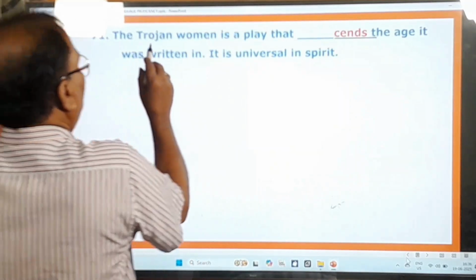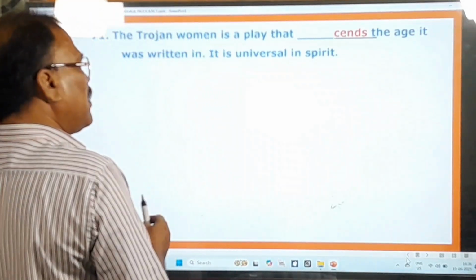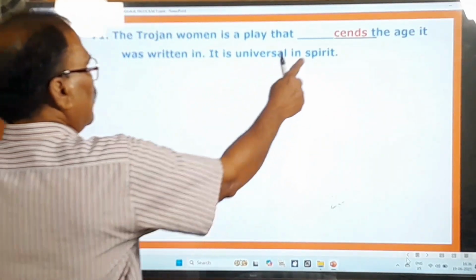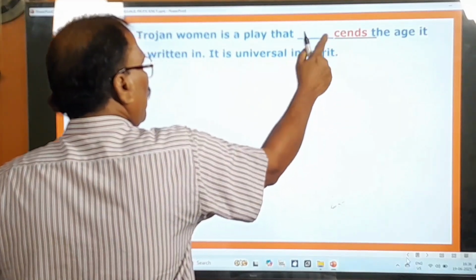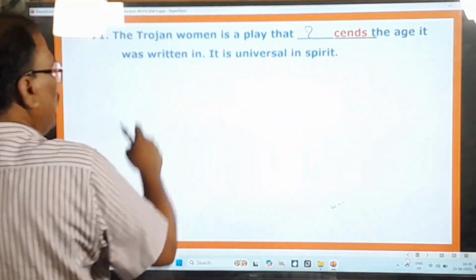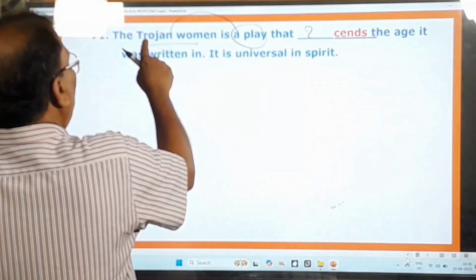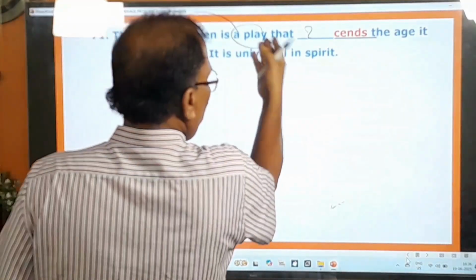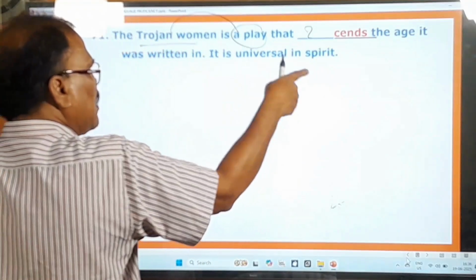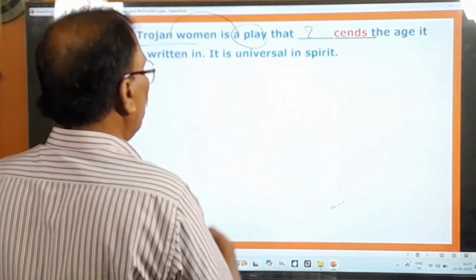71st question. The Trojan Women is a play that dash sends the age. No, this is underlined, and before that some blank is given. What to be used in this blank? The age it was written in, it is universal in spirit. Okay, and the Trojan Women is a play, is a drama that dash sends the age it was written in. That means that goes beyond that. It is universal in spirit.